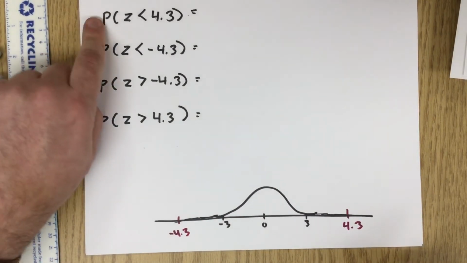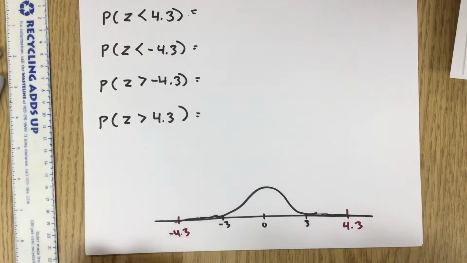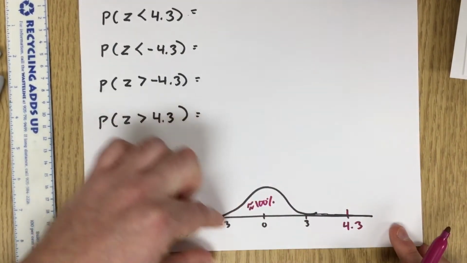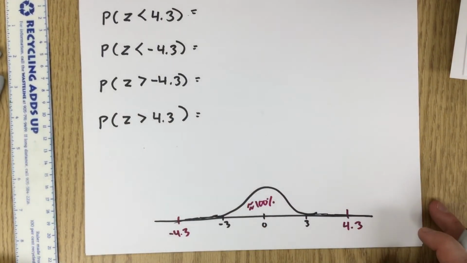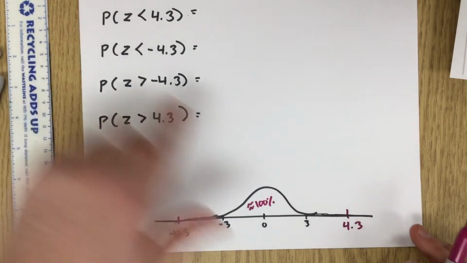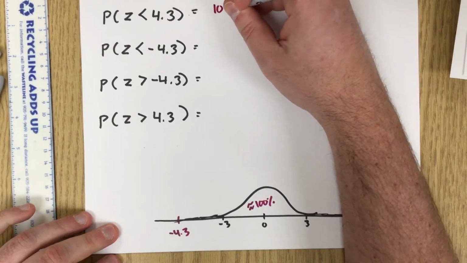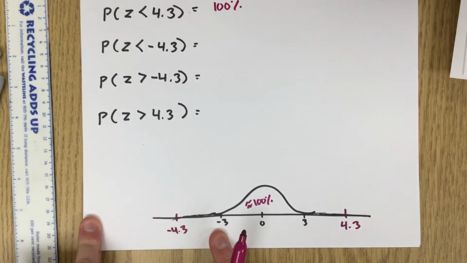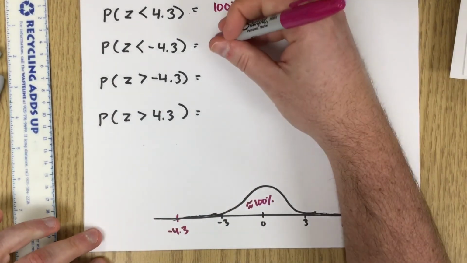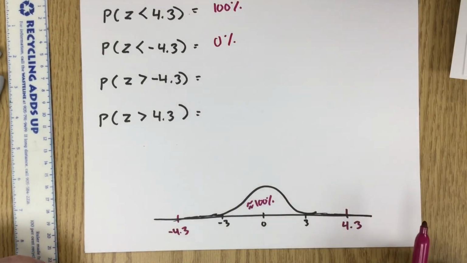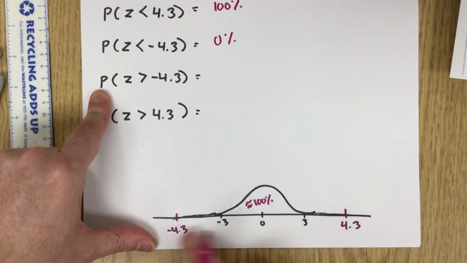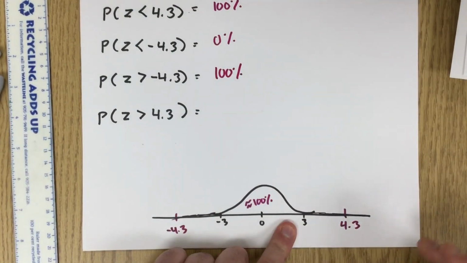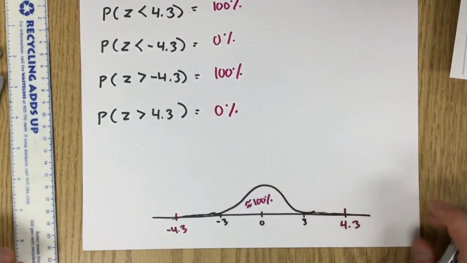And so the question is, what's the probability that the z-score is less than 4.3? Well, we could assume that roughly 100% probability is in this zone over here. Is it exactly 100%? No, but roughly. So we're going to say that the probability that it's less than 4.3 is 100%. The probability it's less than negative 4.3, going in this direction, well, there's no chance because pretty much everything's above it. So that's going to be 0%. The probability it's more than negative 4.3, going in this direction, that's going to be 100%. And the probability that it's more than 4.3, that once again would be 0%.